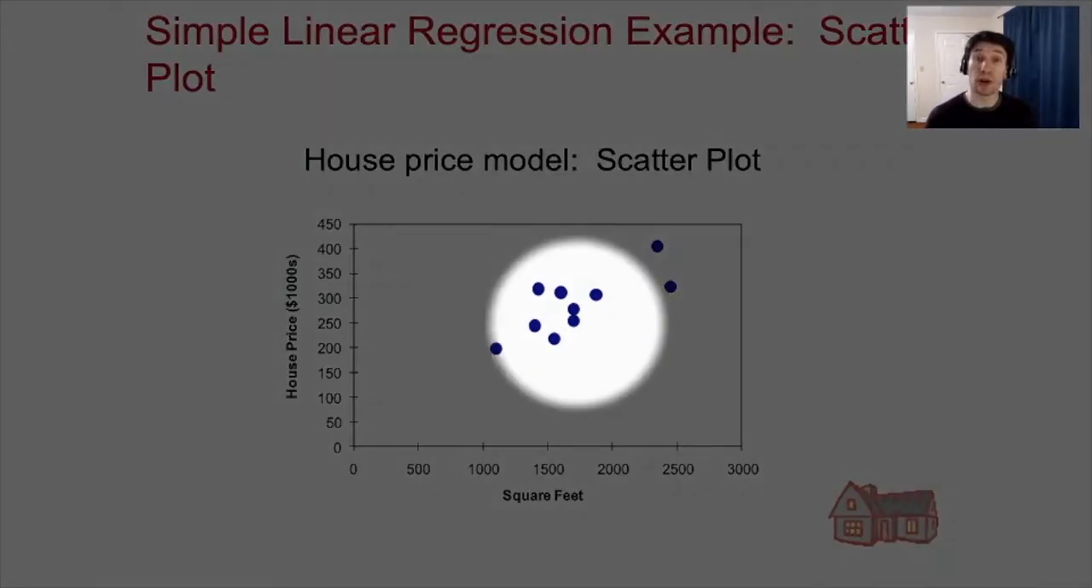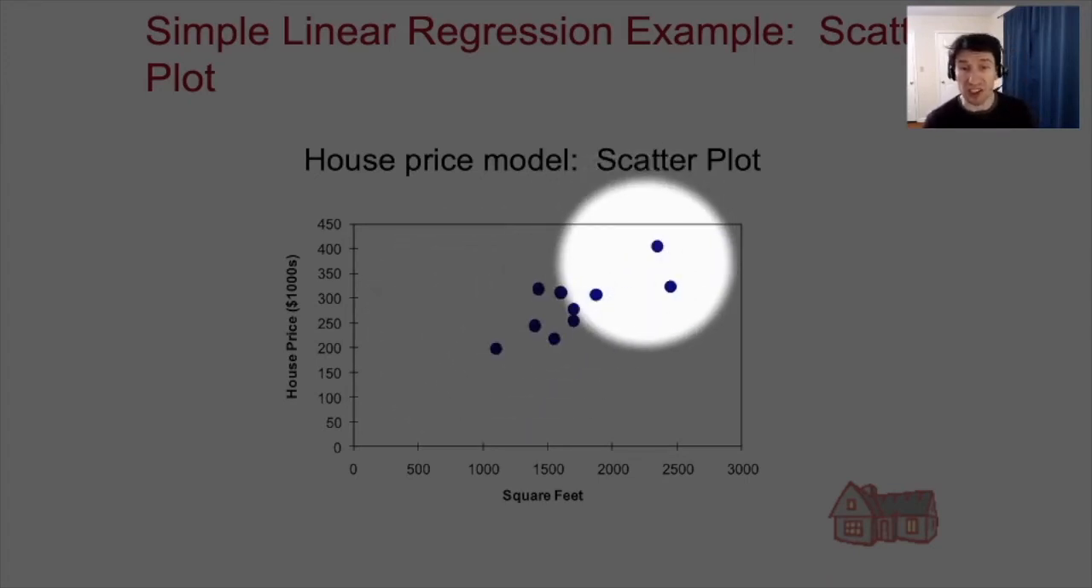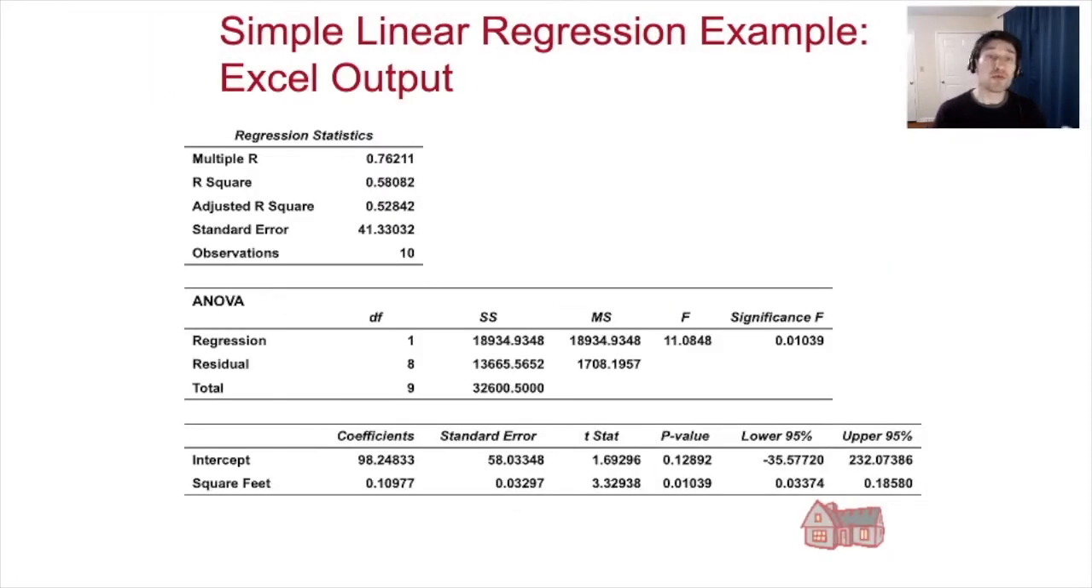The square footage doesn't perfectly predict the price. Here, for example, you have houses that are a little smaller than these, but a little more expensive. However, in general, you can see that there is a tendency for larger homes to be more expensive. So if you ran a linear regression on this sample, you would get this output.